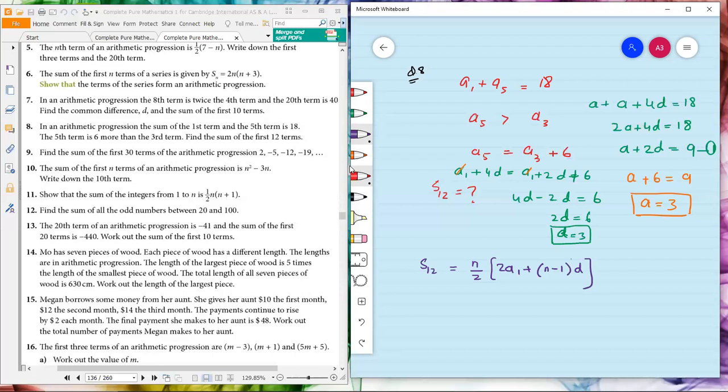Sir, I can solve the second part. That's no problem. I was just confused about how I was supposed to get d and a. Let me complete. 2 into a1 is 6, and plus n minus 1, 11, into d is 3. Just put this, and then 6 plus 33 would become 39, and multiply 6 times 39. 6 nines are 54, 5 carry, 6 threes are 18, and 23. This is the sum of 12 terms.